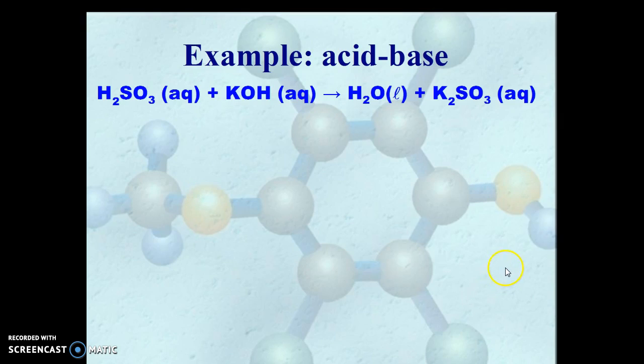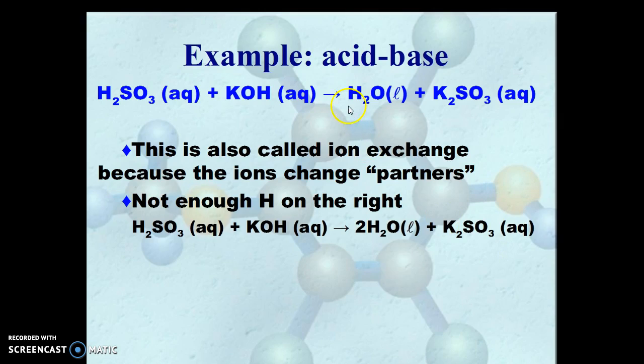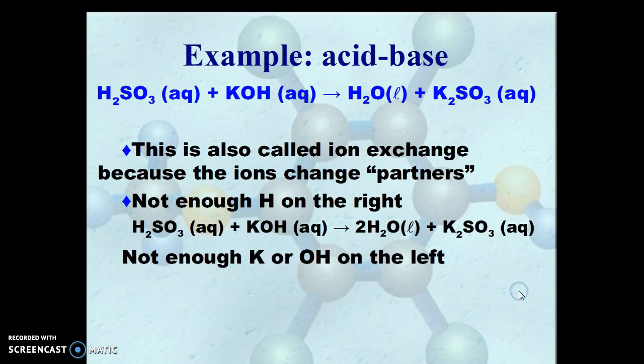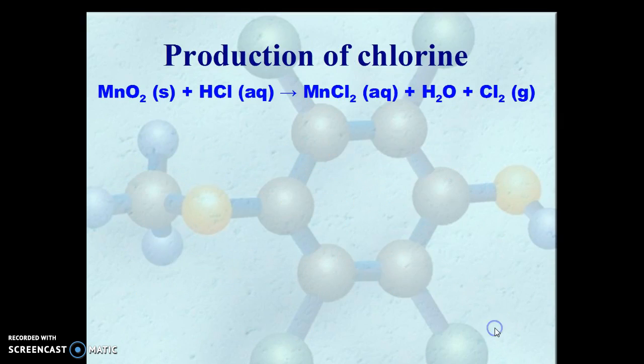Here's an acid-base reaction, another kind of ion swap. Sulfurous acid reacting with potassium hydroxide to form water and potassium sulfite. Again, the ions are exchanging partners. There's not enough hydrogen on the right here because we've got 3 on the left. So we increase the water that's produced, and now there's not enough potassium or hydroxide on the left, so we double that. This aqueous belongs over here with the potassium sulfite, and now it's balanced.